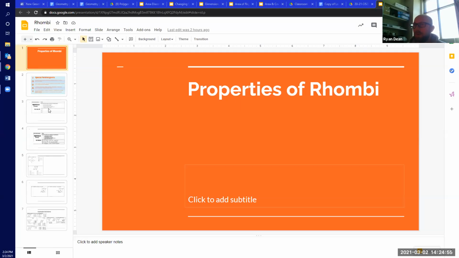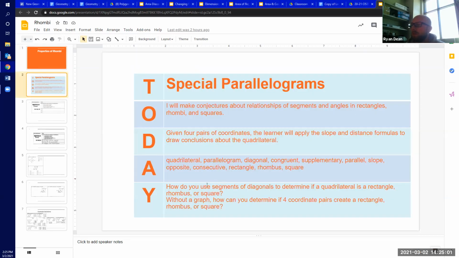In this video, we're going to be talking about the rhombi. Rhombi is plural for rhombus. Basically, doing the same thing that we did in the last video, just determining how to use segments of diagonals to determine if a quadrilateral is a rectangle, rhombus, or a square.